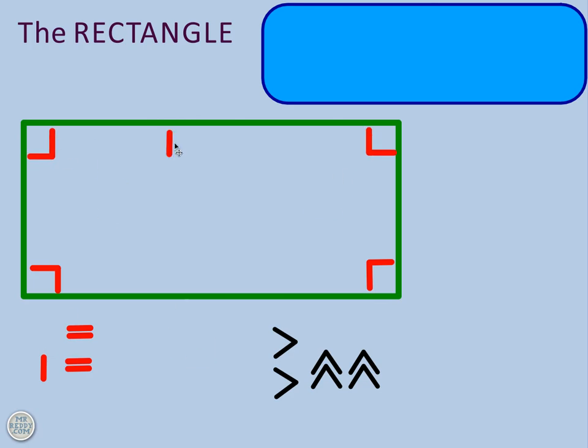It's got a pair of equal and opposite sides. The top and the bottom are equal and opposite. Oh, it's got another pair of equal and opposite sides. That's right, the left and the right sides are equal and opposite to each other.